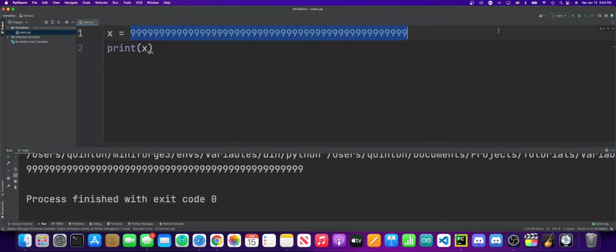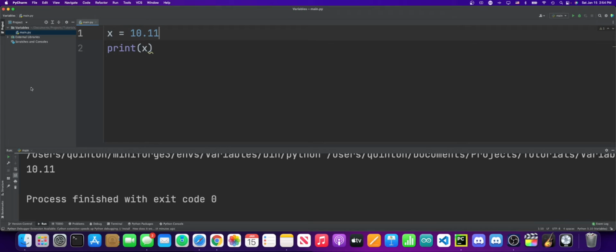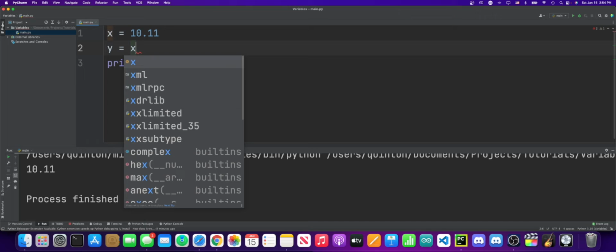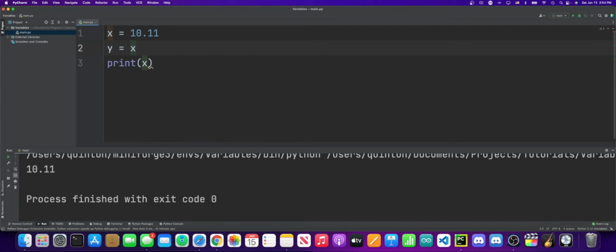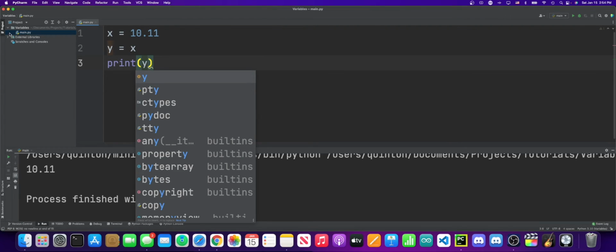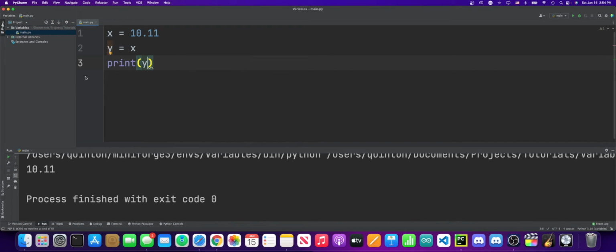Well, what about 10.11? Yeah, it's still there. So, what if we do this, though? y equals x. What do you think y is going to be equal to? Well, let's check and see. 10.11. You can make other variables equivalent to other variables. It's pretty nifty.